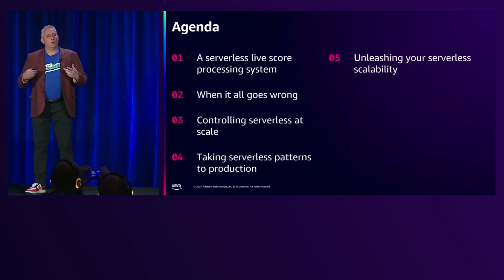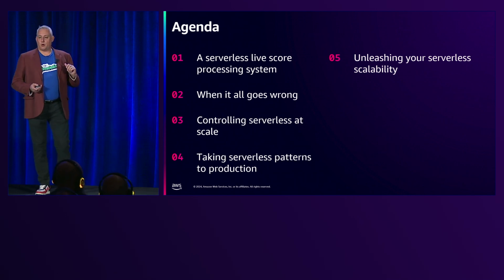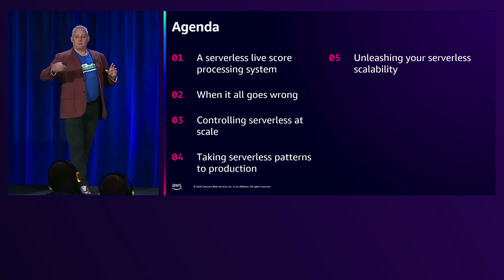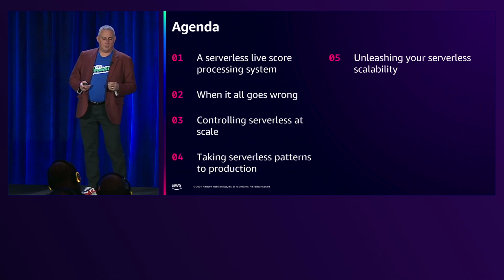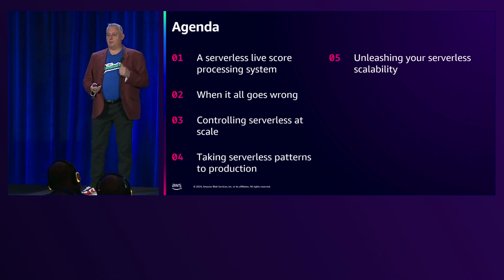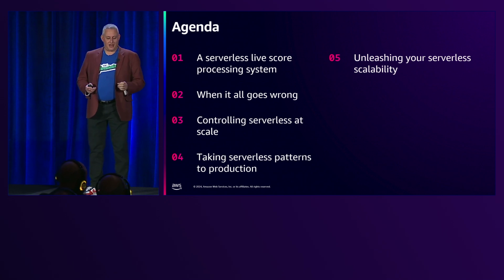So where are we going to go today? We're going to talk a little bit about the live scoring system. We're going to talk about the data flows. We're going to talk about the events. We're going to talk about some of the architecture. Then we're going to dig into something that happened while I was on this project, when it all went wrong. And we're going to dig right into that.